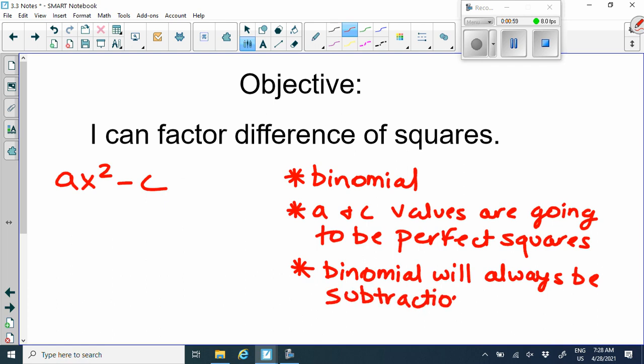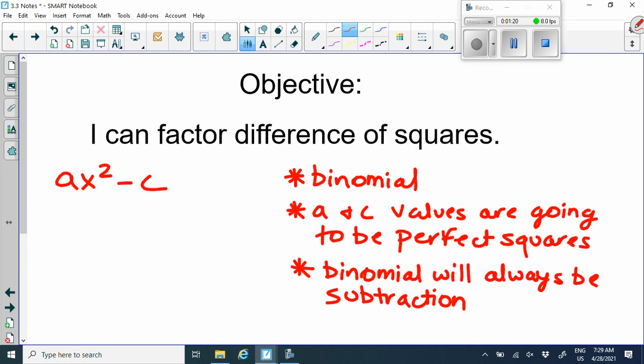Okay. So these are really, if you think about it, the terms that you have to meet in order to be a difference of squares. So to be a difference of squares, it has to be a binomial. You have to be subtracting. So if you see a plus c, that is not a difference of squares and you can't factor it. And your a and c values have to be perfect squares.